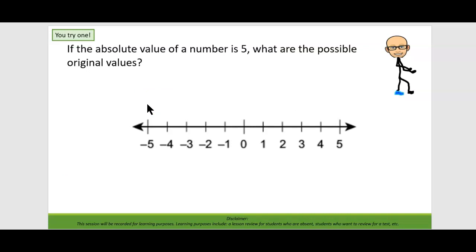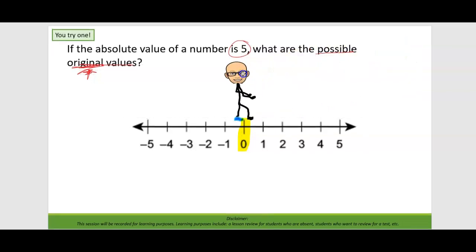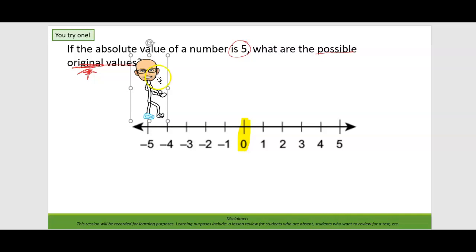What if the absolute value of something is 5? What are the possible original values? Well, that means we're starting from the origin. So if it's 5, you either go 5 steps to the left or 5 steps to the right. To the left, the original value could be -5. See what I'm saying there? So what would that look like? You take the absolute value of -5, and that turns into a distance of 5.